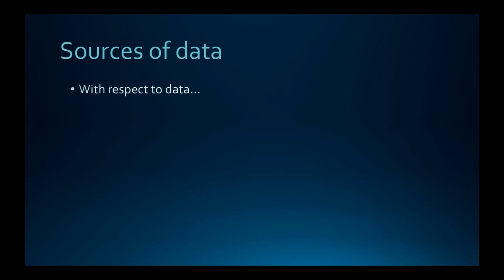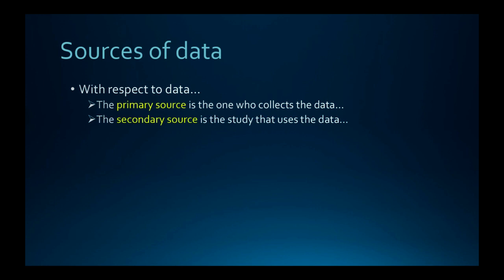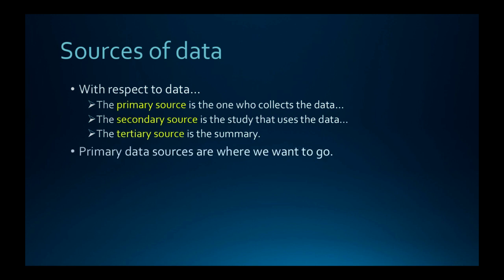So with respect to data, again, the primary source is the one who's collecting the data. The secondary source is the study that then uses that data. So I take somebody else's data and I do some kind of analysis with it. And as we said, the tertiary source is the summary. Of course, where we really want to go, probably for this class's purpose, is the primary data sources.